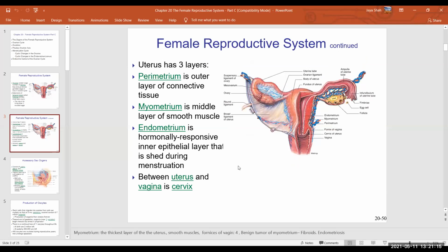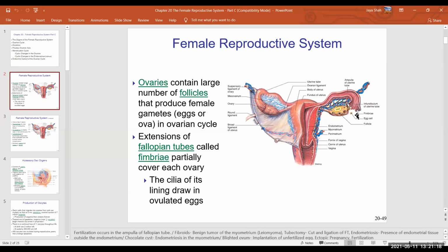And I'm going to go over some of the terminology here. What is this structure? When the egg is released on day 14 of the menstruation cycle, if your cycle has been regular for the last 6 months, then you hope to release your egg on day 14. If it is not, then it may be before or later. When this egg is released, that process is called ovulation.